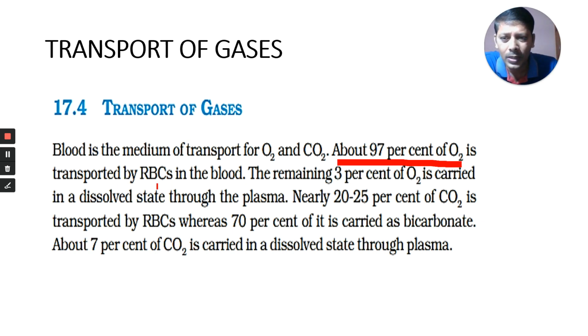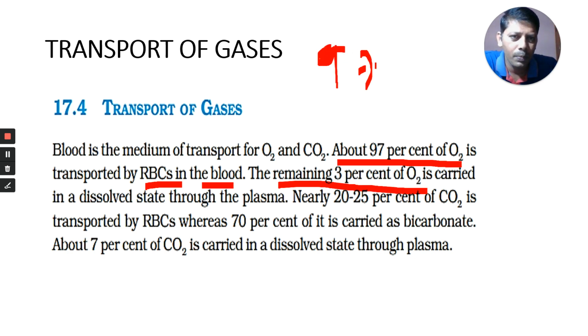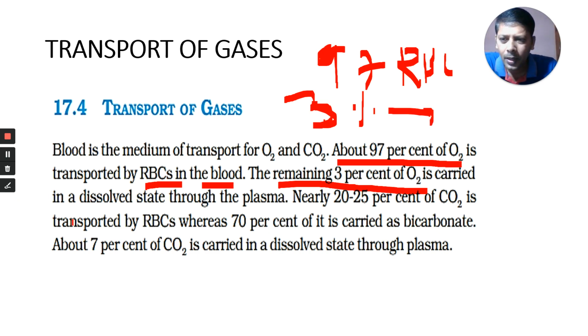About 97% of oxygen is transported by RBC in the blood. The remaining 3% of oxygen is carried in a dissolved state through the plasma.